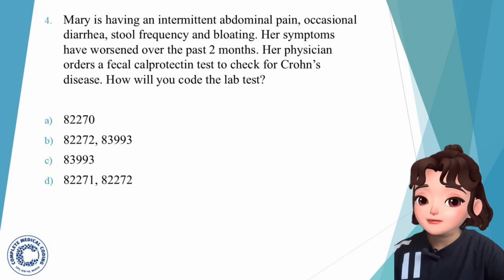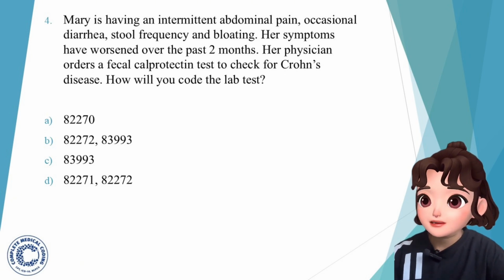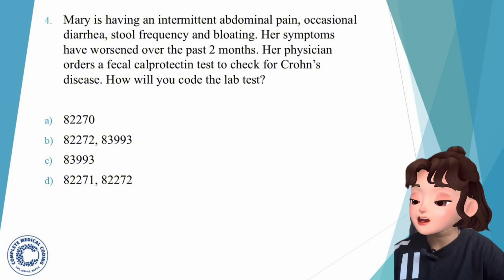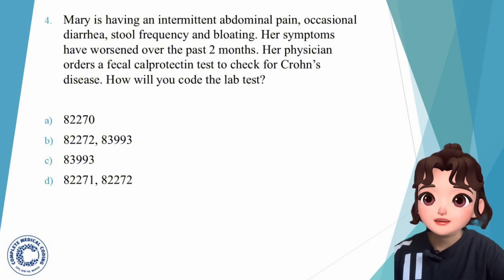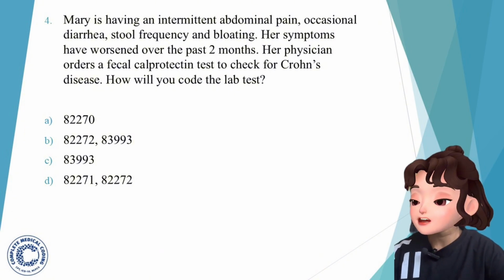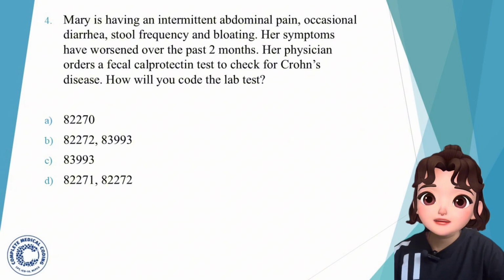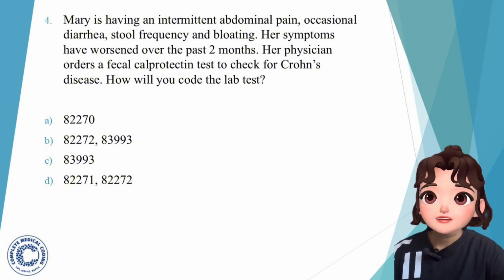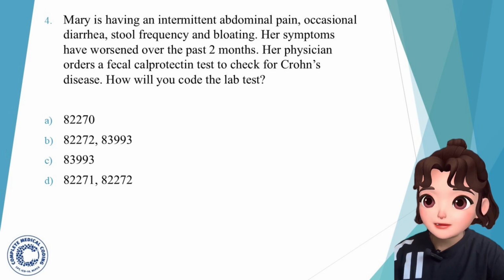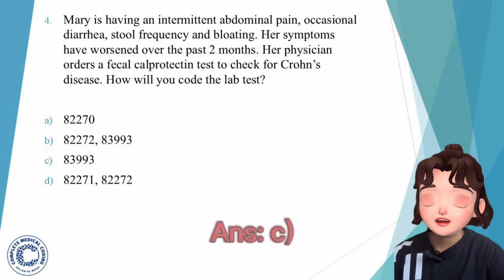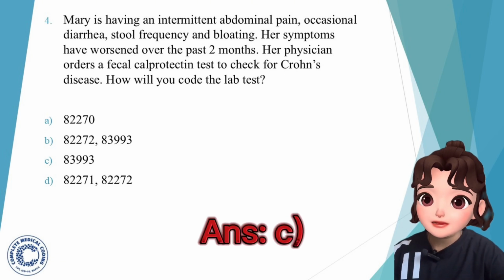82270 is occult blood test. This is not occult blood. 82272 is again occult blood. It's incorrect. What is 83993? 83993 is fecal calprotectin test. Calprotectin fecal. That is what we need. As per the question, you have to code only for the lab test. So, what lab test is done? Fecal calprotectin test. So, the correct answer is option C, 83993.